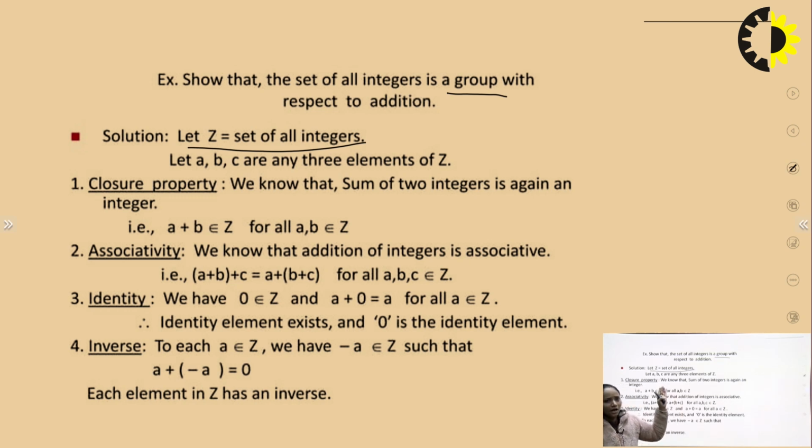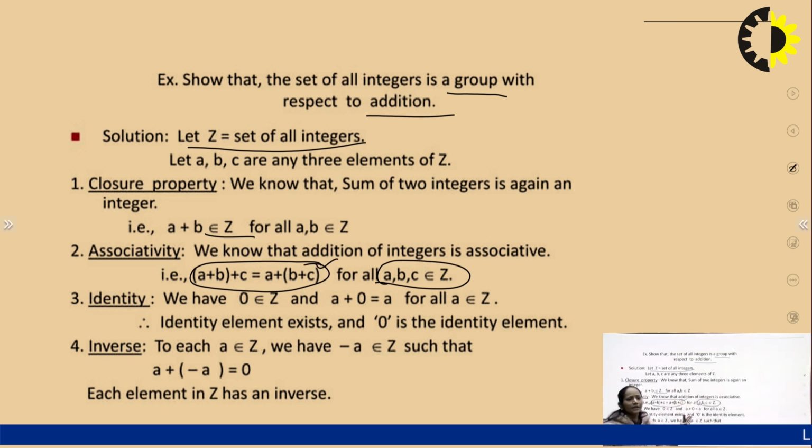Let A, B, C be 3 variables which belong to Z. So first we will check the closure property. What is the operation? The operation is addition. So if A, B belong to the set of integers Z, then the addition of the two numbers, A plus B, will also belong to the set Z. So we can say that this is closed under the operation addition. Next is associativity. For the elements A, B, C which belong to the set Z, (A plus B) plus C is equal to A plus (B plus C). If we check for the set of integers, this will also be satisfied.